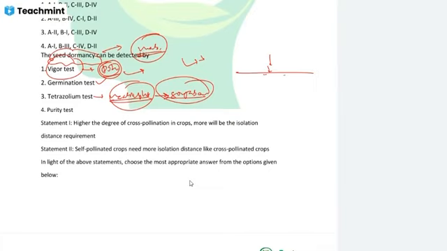Next question. Statement 1: the higher the degree of cross-pollination in crops, which we discussed earlier, the more isolation distance is required. Statement 2: self-pollinated crops need more isolation than cross-pollinated crops. Which of the two statements is true? Out of these two statements, which one is true? Okay, why is it taking so long to answer this? Yes, statement 1 is true because self-pollinated crops need less isolation compared to cross-pollinated crops.